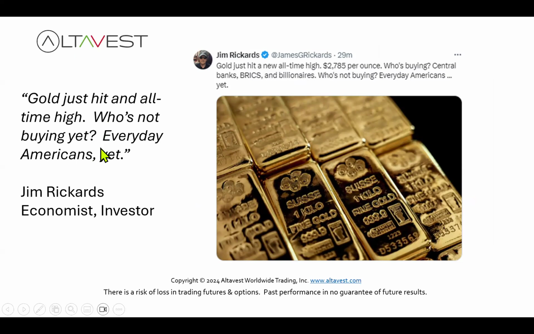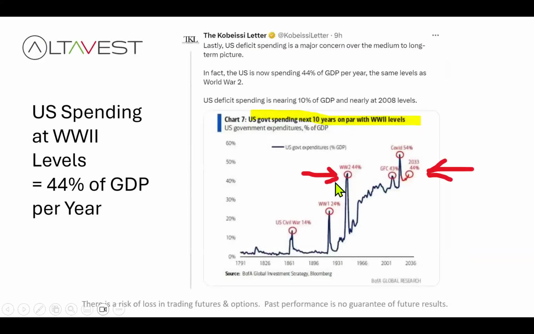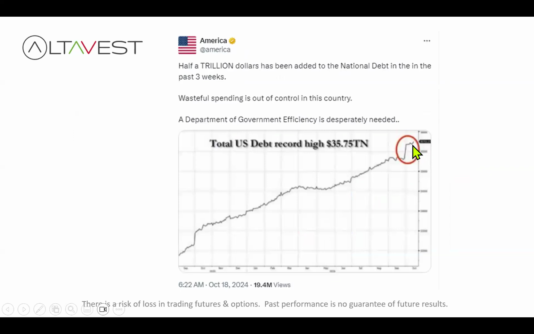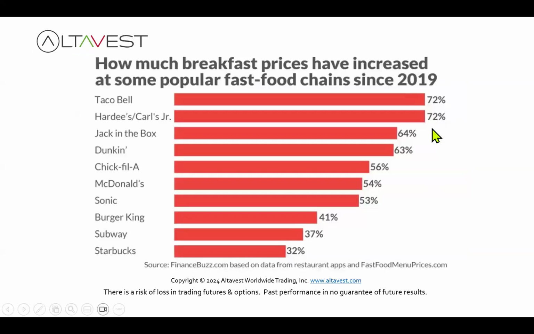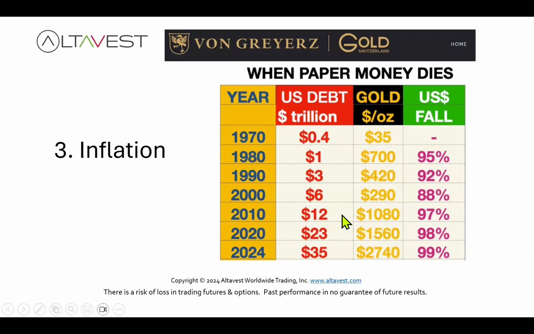Who's buying? Everyday Americans are not buying yet. Federal spending, as we know, deficit spending is near record. We're at World War II levels now. And record high debt, 36 trillion. And that creates inflation. That's really the point of all this. The dollar's value has dropped almost 99% since 1970, and gold just keeps moving higher and higher, quietly sometimes.